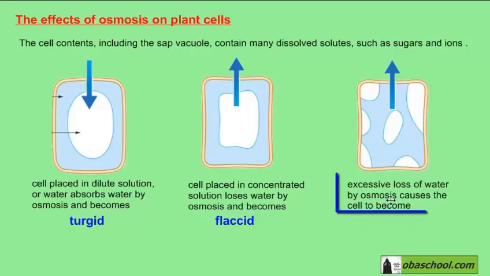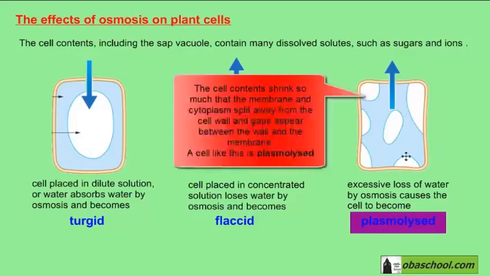As for cells that have excessive loss of water by osmosis, they become plasmolyzed. The cell contents shrink so much that the membrane and the cytoplasm split away from the cell wall, and gaps appear between the wall and the membrane. A cell like this is plasmolyzed. These white parts are gaps.